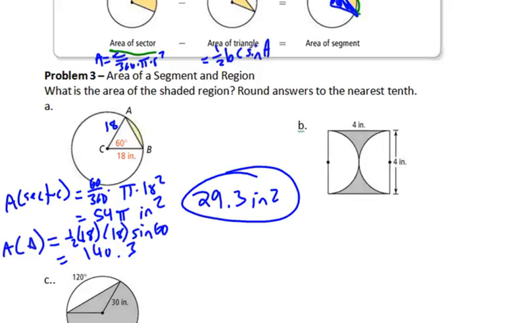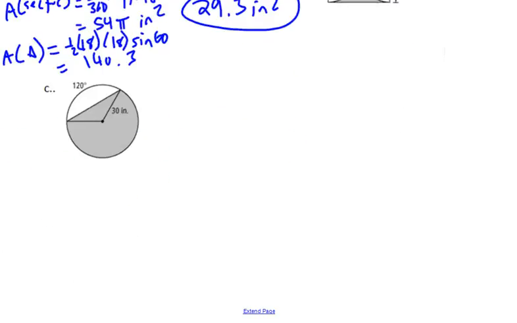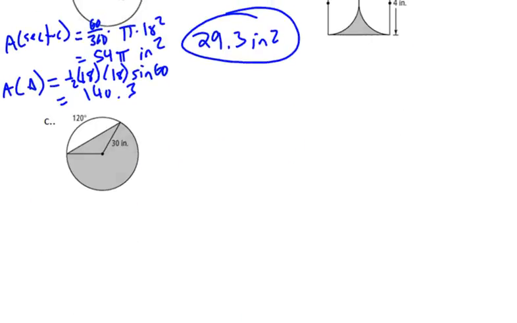Now, last one we're going to do is letter C. It starts you off. We have to do the whole same process because we're finding the area of a segment, but we're finding the area of everything else other than that segment. So I might say find the area of the circle and then find the area of the segment and then subtract the two.